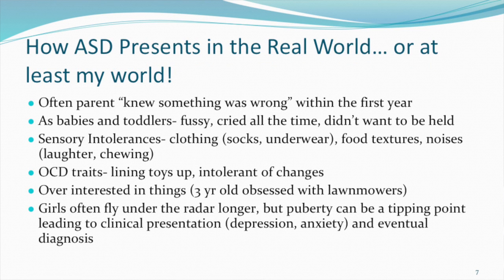How does it actually present in the real world? Or at least in my world, as a child and adolescent psychiatrist. I often hear from parents that they knew something was wrong or that they knew something was different within the first year of their child's life. Individuals with autism, as babies and young toddlers, are often fussy. They may cry all the time. They sometimes don't want to be held or comforted or cuddled. Sometimes I hear the opposite of that. I'll hear from parents, "Oh, he was the best baby. He never made a peep."